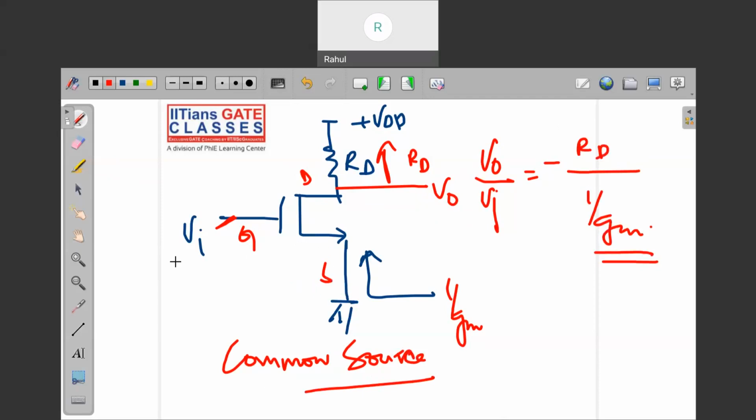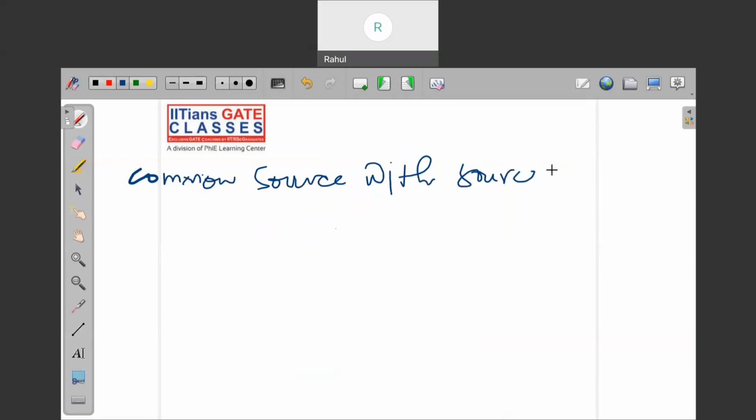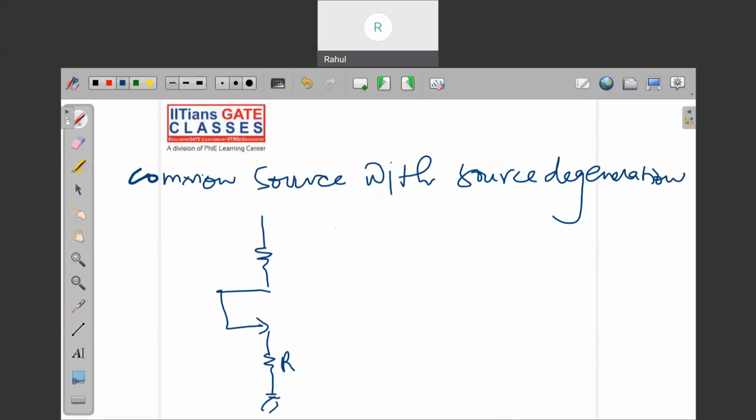Suppose there is a source resistance. So you can write here the common source with source degeneration. Source degeneration. So then what shall be the gain here? You can see this is the picture. There is an RS present.